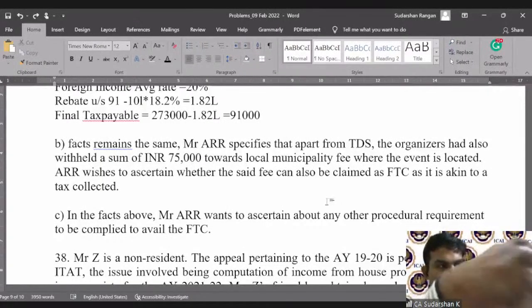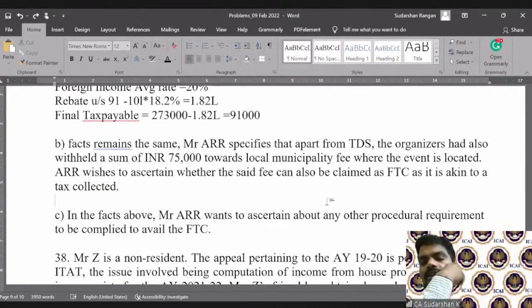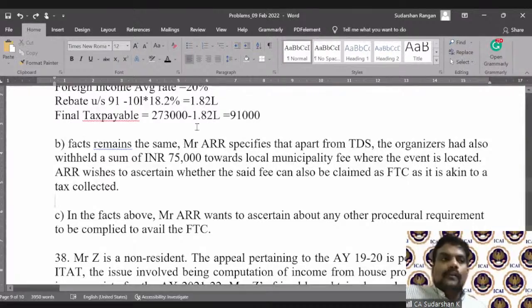Now, point number C also I think we'll touch. I'll answer B and C together. In the facts above, ARR also wants to ascertain about any other procedural requirement that he needs to comply with to avail the foreign tax credits. Is there any procedural requirement to avail the foreign tax credit?